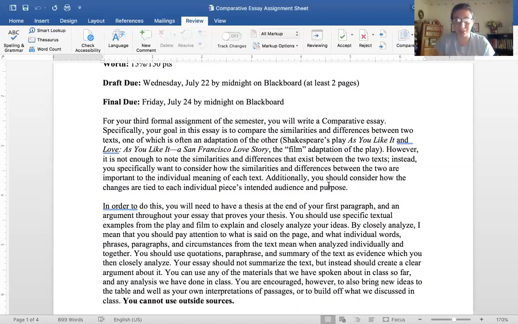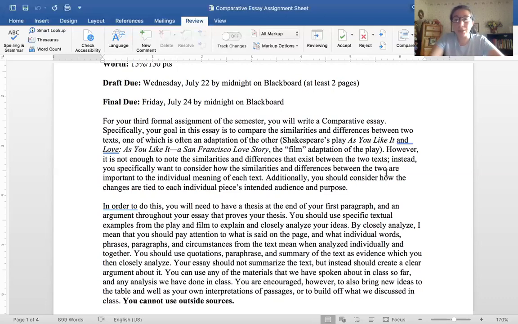Why is that significant? So instead, you specifically want to consider how the similarities and differences between the two are important to the individual meaning of each text. And a good way to do that is to think about how does each audience react to this, right? So maybe they diversified the cast in the more modern film version to better reflect the diversity of a modern viewing audience. And you could go along with that and say why that kind of diversity is important or significant in the new version.